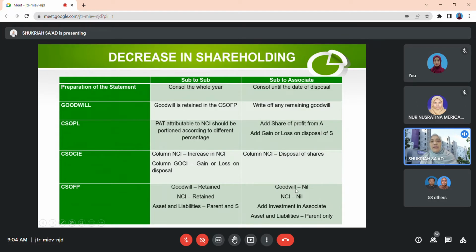But untuk sub to associate, goodwill dia nil. Kenapa nil? Sebab kita dah write off any remaining goodwill against gain or loss on disposal. NCI dia akan jadi nil. Kenapa nil? Sebab is no more subsidiary at present. Semua dah jadi associate. Okay, and then kita juga kena add investment in associate, dan juga asset and liability parent sahaja. Okay, parent sahaja. Tidak masuk dah yang subsidiary ataupun yang associate.